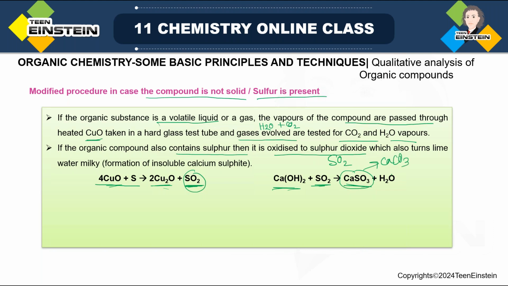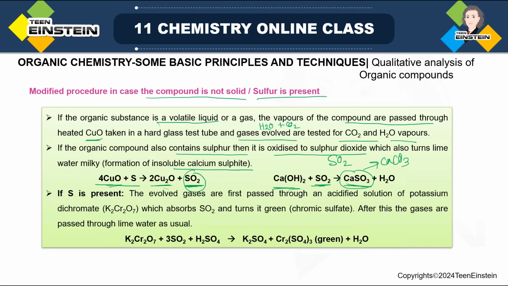Similar observation. So if sulfur is present and you are seeing a milky appearance when it is passing through Ca(OH)2 solution, you will draw the conclusion that okay, CO2 is coming out, so carbon is present, but that is not the case. It is the same type of observation when S is present. So formation of insoluble calcium sulfite, just like calcium carbonate, in both cases same type of observation. So what is the solution? If this type of situation arises, what will we do?